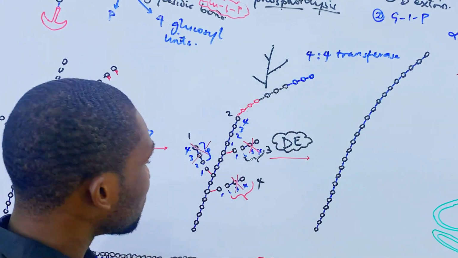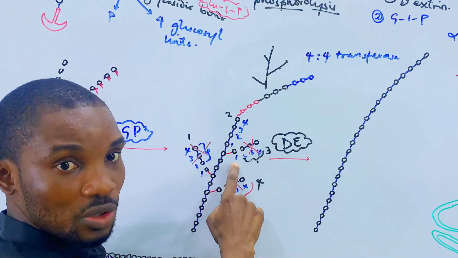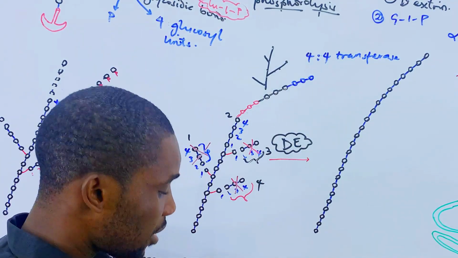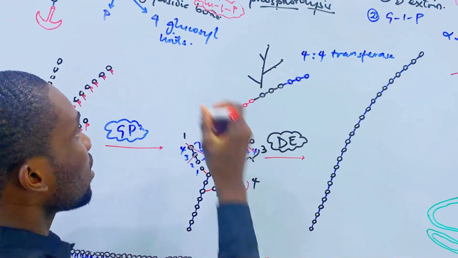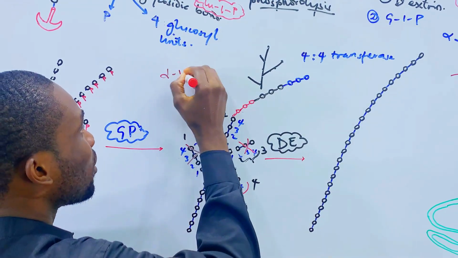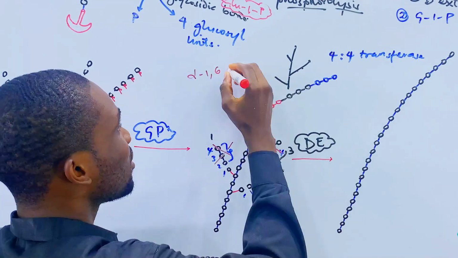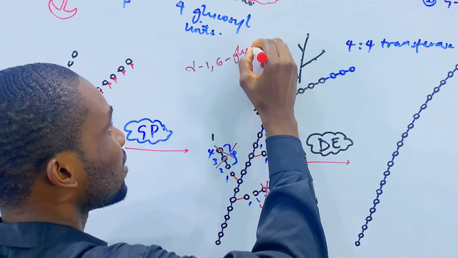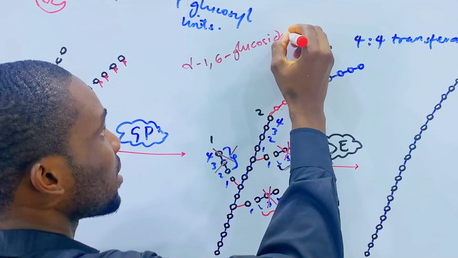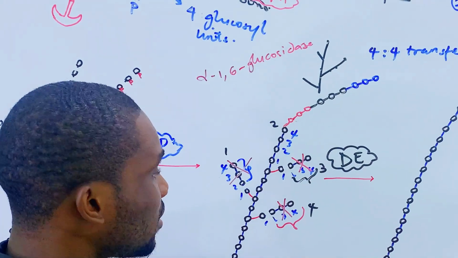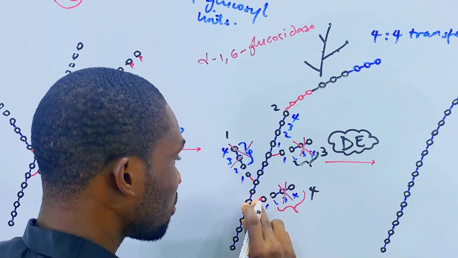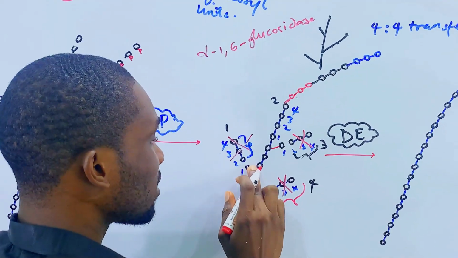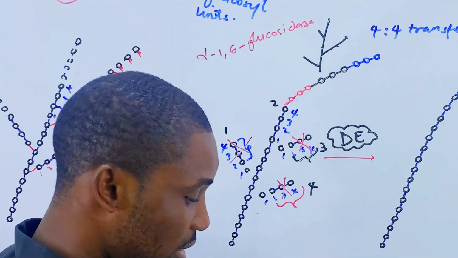So what do we have left? This terminal glucose, right? And then she does the same thing with which activity, that's which enzyme? The alpha 1,6. That's correct. Glucosidase enzyme activity to take off this glucose, so that she breaks this bond. So she breaks this bond. That's the alpha 1,6 glycosidic bond, right?